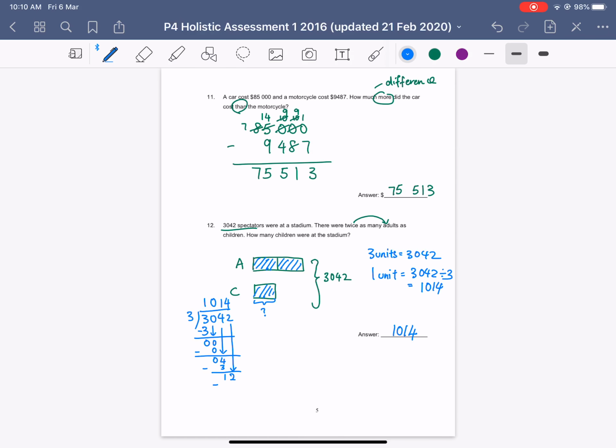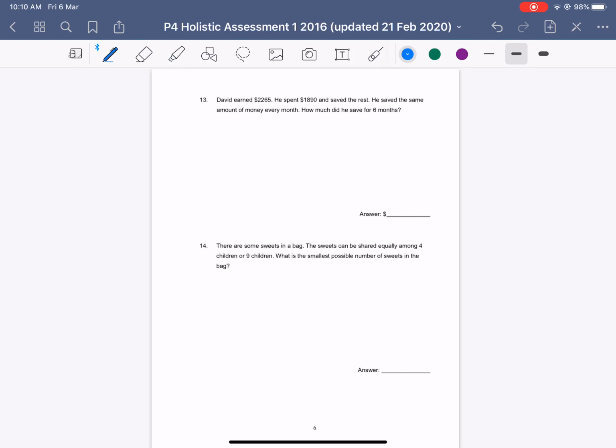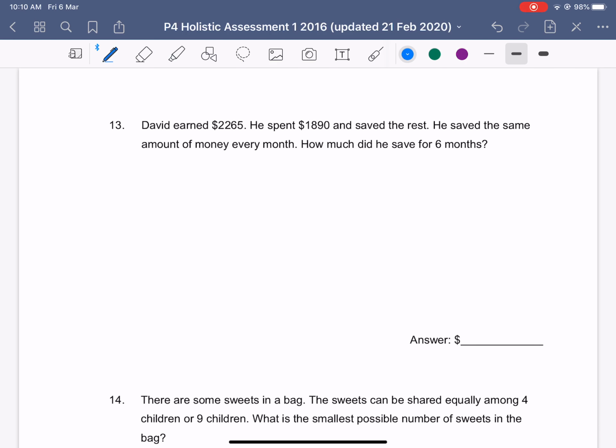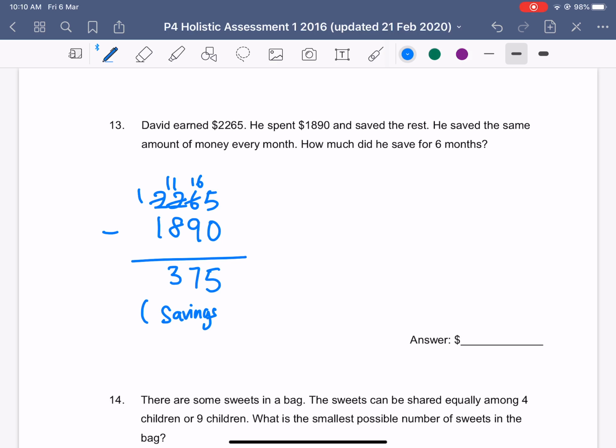That's for page 5. Now page 6. David earned $2,000. He spent $1,000 of it and saved the rest. So why don't we find out how much is the rest first? Let's subtract away what he spent to know how much he saved. This is 16 minus 9, which is 7. This is 11 minus 8, which is 3. 375. Now this is savings per month, every month.